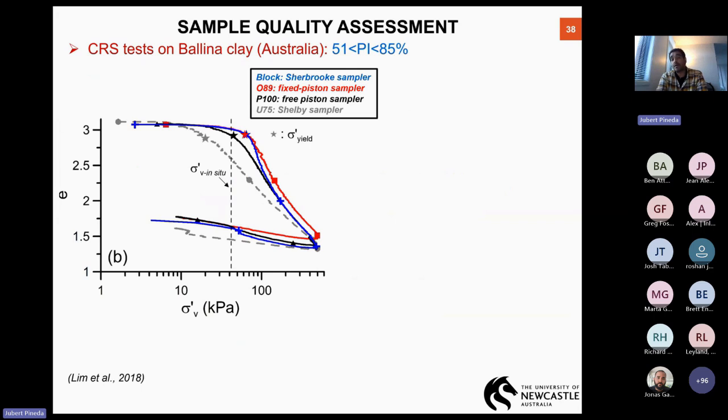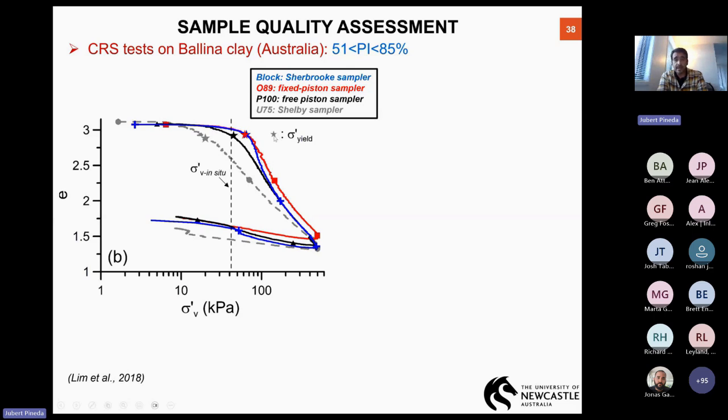This is an example of using that method. In Ballina, back in 2017 and 2018, we took specimens using the block sampler, the fixed piston sampler in red, a free piston sampler, which is the P100 in black, and then the standard Shelby tube of 75 millimeters. You see the compressibility curves from the oedometer test. They are far different, particularly between the Shelby tube, which is this gray line, and the other samplers.